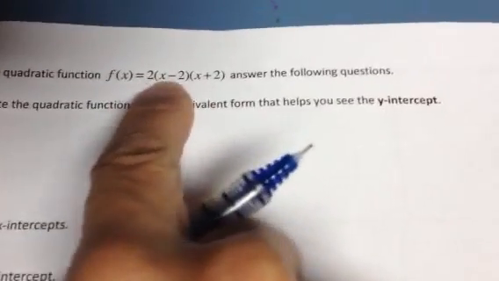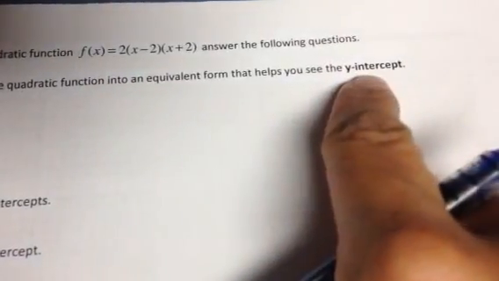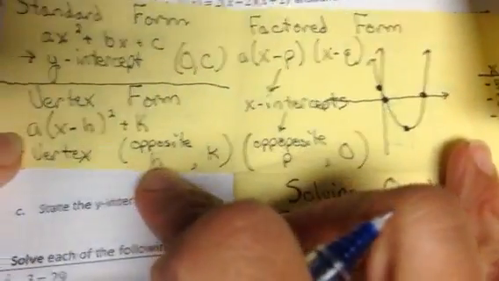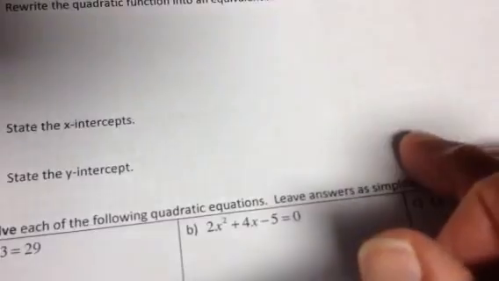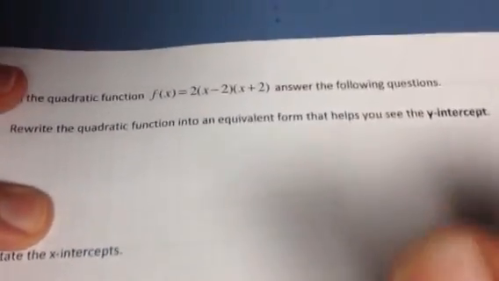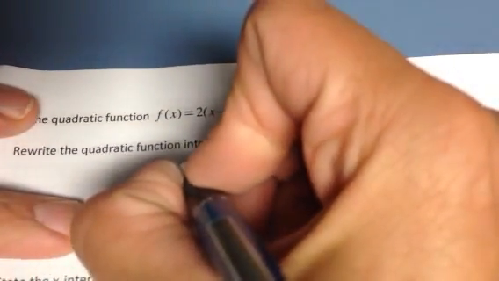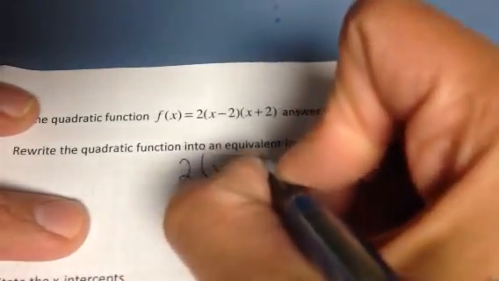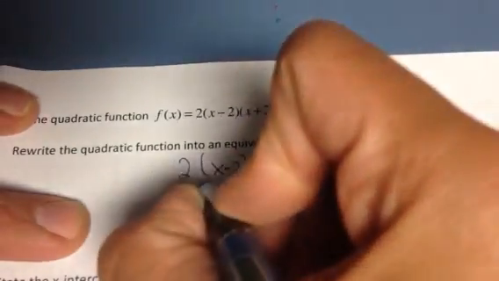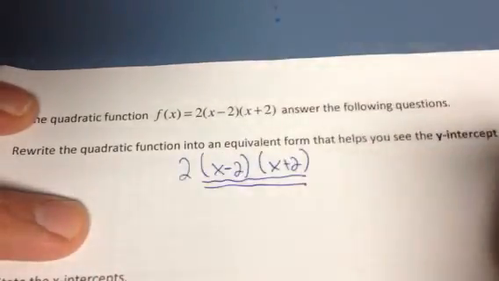This is in factored form, and we're going to want to see the y-intercept. So again, I'm getting all of this from this form here. If I want to see the y-intercept, I need to get this in standard form, which means I'm just going to have a lot of multiplying. And when you've got 3 factors to multiply, 2 with x minus 2 and with x plus 2, we agreed that we were just going to always multiply the parentheses first.